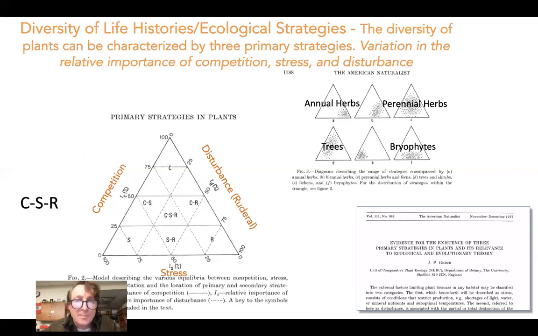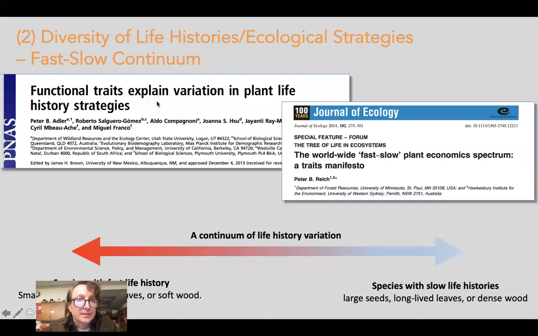And so this is where a trait-based approach has come in. So over the years since the work of Grime, a lot of researchers have tried to redo this work, but in terms of traits. Okay? And so I would point you to these two more recent papers that are basically redoing the original Grime work, but in a much more quantitative and trait-based way.